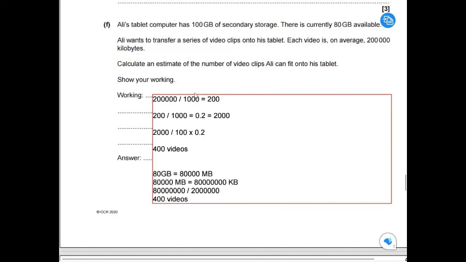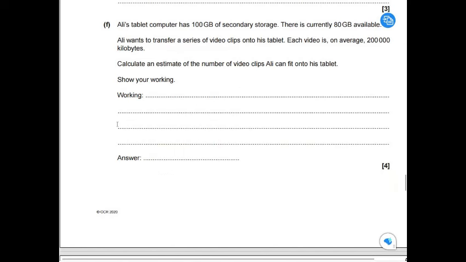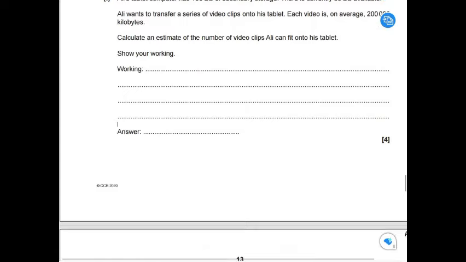So my preferred method: 200,000 divided by 1,000 is 200. That divided by 1,000 is 0.2. So that would be 2,000. Then that divided by 100 times by 0.2 is going to be 400 videos. You literally need to use percentages like you would in your maths lessons. Okay? And that's that.